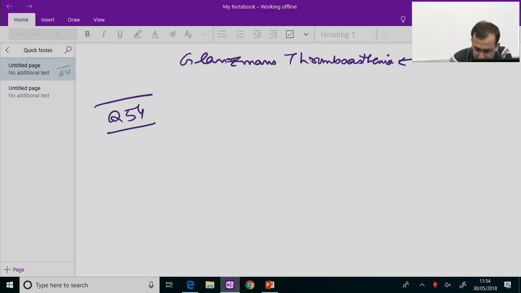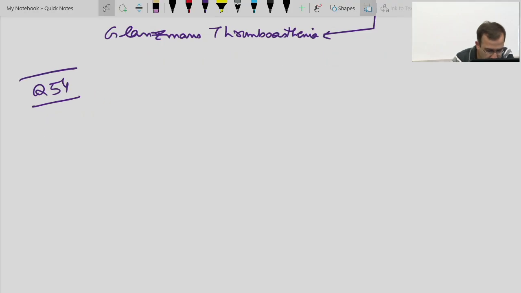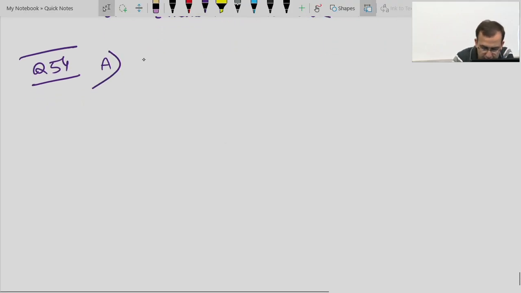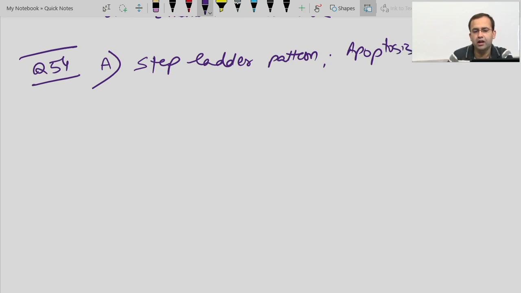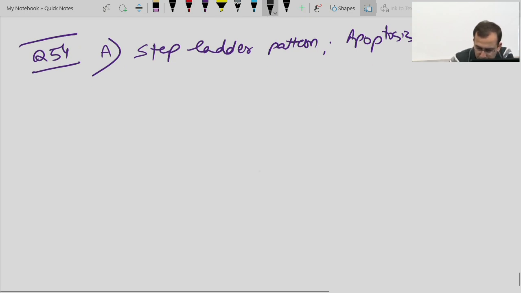So the answer is A, that is the step ladder pattern seen in apoptosis. This gets us to the gel electrophoresis picture.